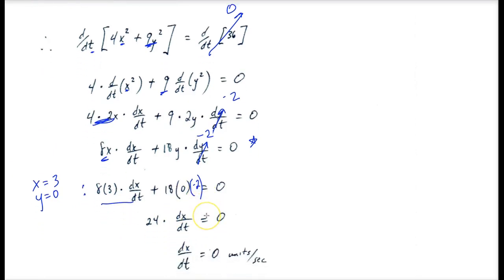And we see that our x coordinate here with respect to time is not changing at all. And of course, you probably thought, well, yeah, that kind of makes sense since it's on the x-axis. At that particular moment, it's not increasing or decreasing at all. It's not exactly clear what's going on, but it just turns out that at that particular moment, that is what's happening.